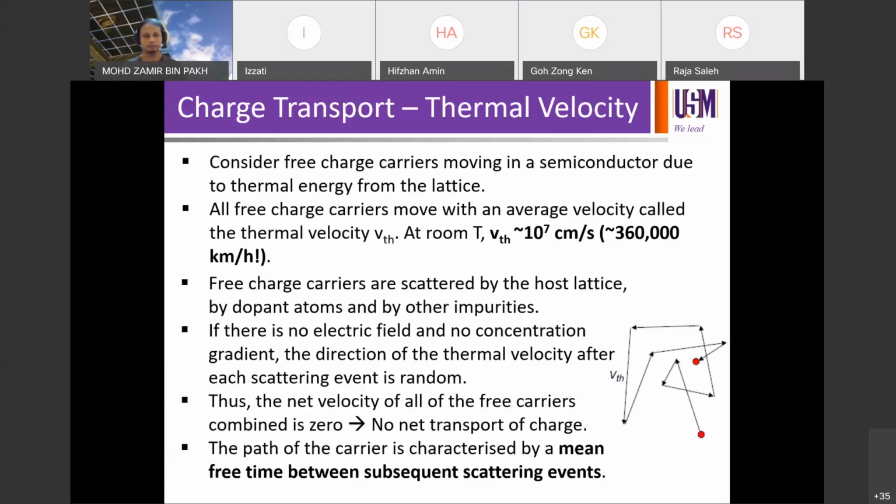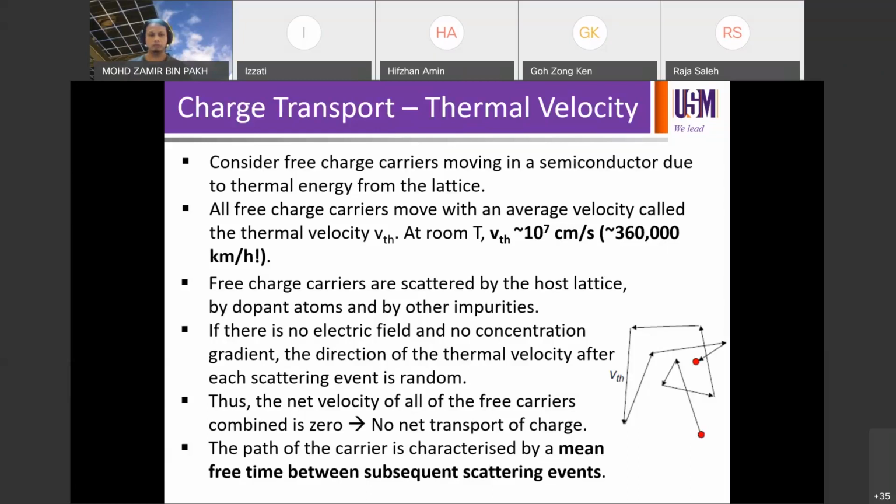So if you have ever driven a car, have you ever driven at this speed? 360,000 km per hour. It's not even on the meter, right? What does the meter go up to? 180, 200 maybe, 200 plus km per hour. So this is like 360,000 km per hour.